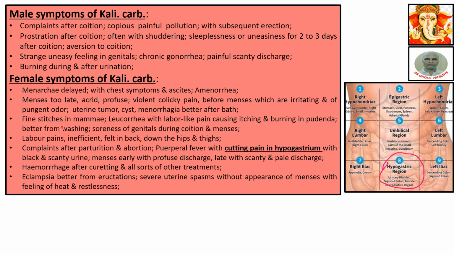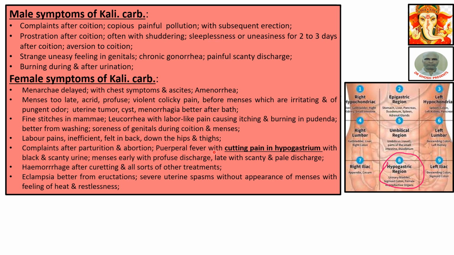Fine stitches in mammae. Leukorrhea with labor-like pain causing itching and burning in the pudenda. Pudenda means actually genital organ. Better from washing. Soreness of genitals during coition and menses. Labor pain inefficient, felt in back, down the hips and thighs. This is during parturition. Complaints after parturition and abortion.